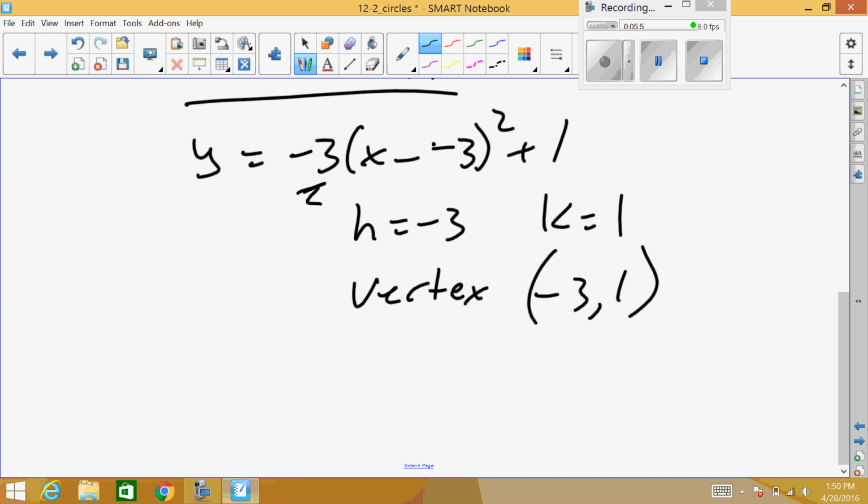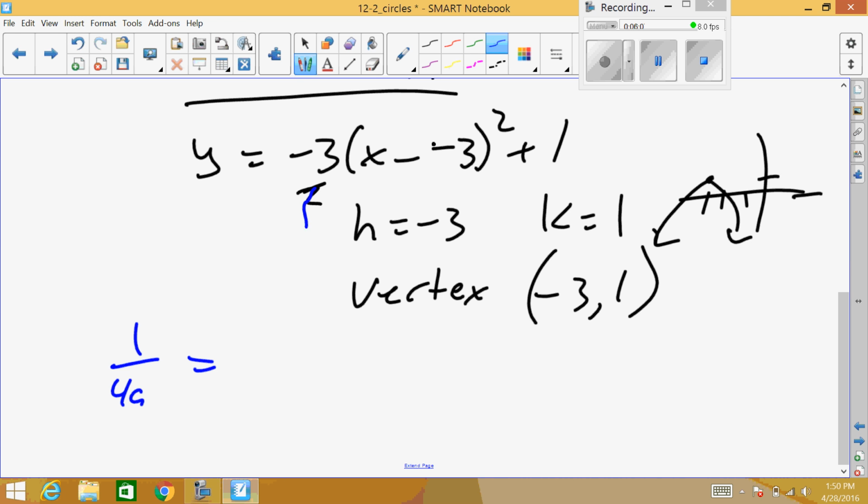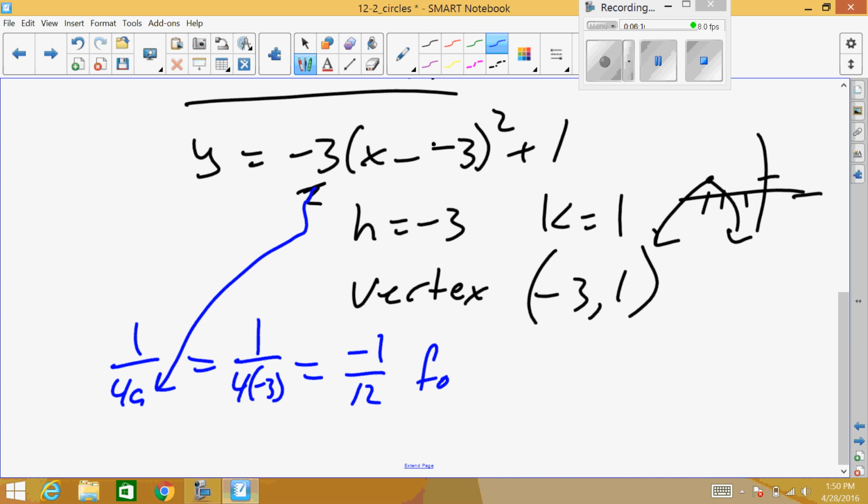Alright, I have also got an a of negative 3, so I know that my parabola is going to open down. There's my vertex. It's going to open something like this. Real rough sketch. Okay, so I want to find this 1 over 4a value. Well, a is negative 3. Negative 1/12 tells me that my focus is 1/12 below my vertex.